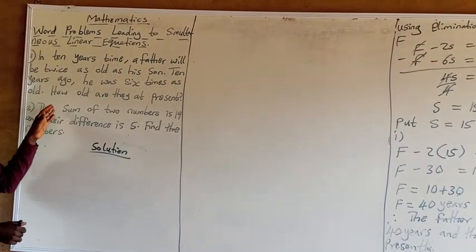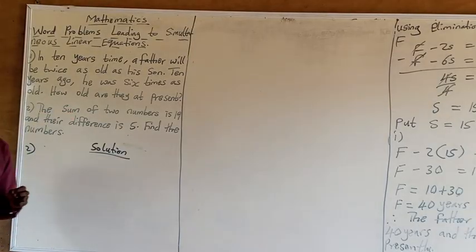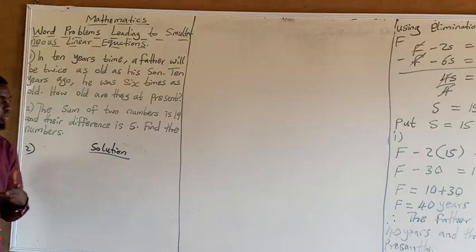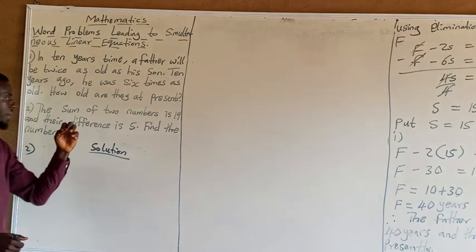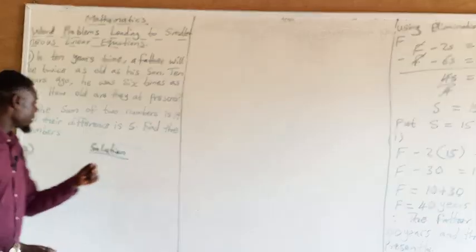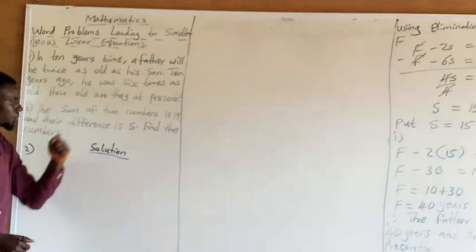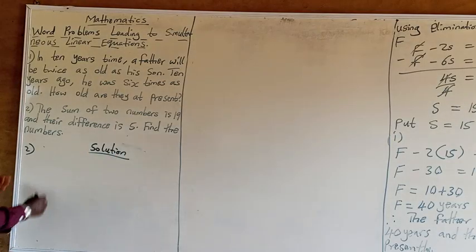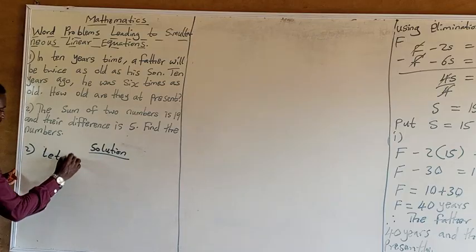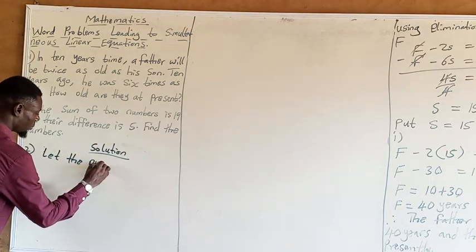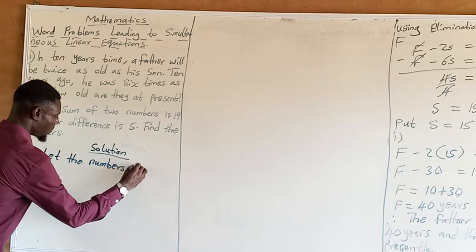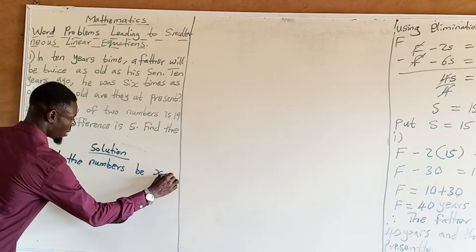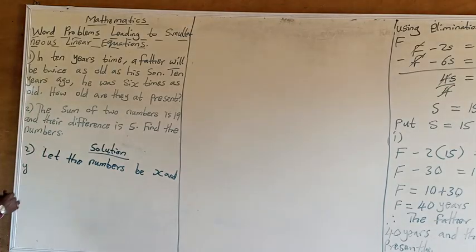Now, anytime you hear the word the sum, it means plus. The sum of 2 numbers is 19, and the difference is 5. Find the numbers. Let the numbers be X and Y. This implies that, let's get it step by step.